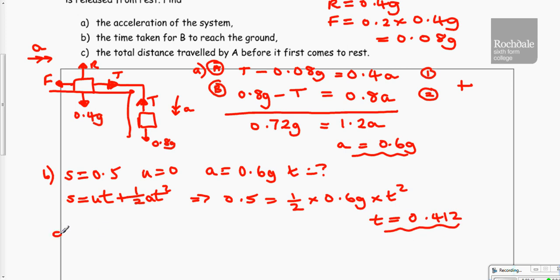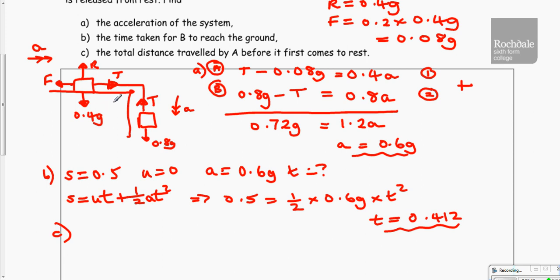The final part of the question asks us the total distance travelled by A before it comes to rest. Now there's two sections to this motion. For the first section, the particle's being dragged along the table because it's fastened to B. But once B hits the ground, this string will go slack and the particle on the table will have nothing pulling it forwards. It'll be moving along, friction will start to slow it down, and eventually it will come to rest, hopefully before it falls off the edge of the table.